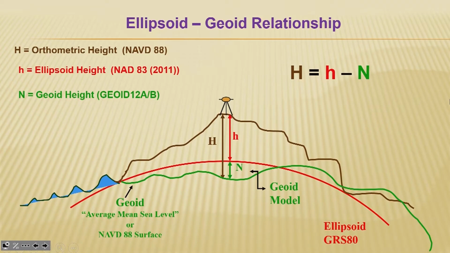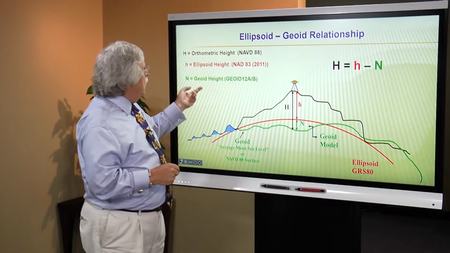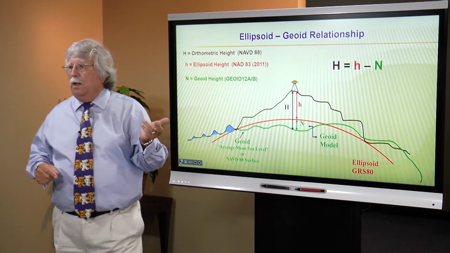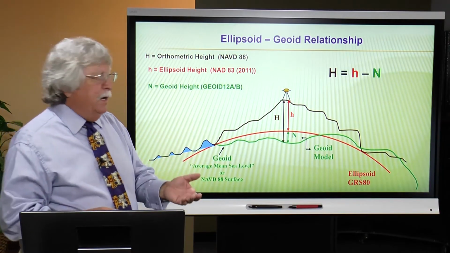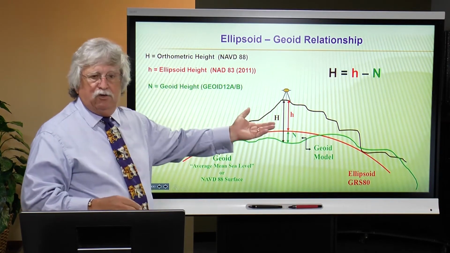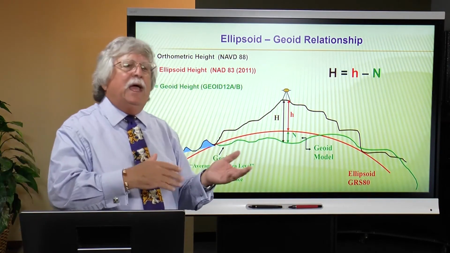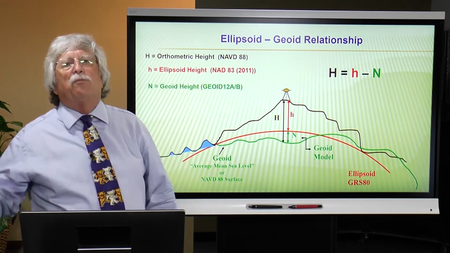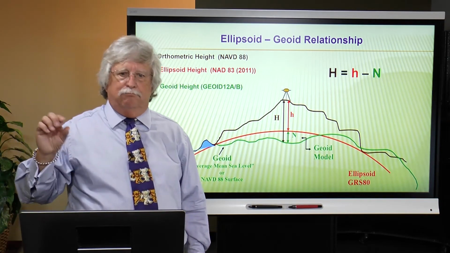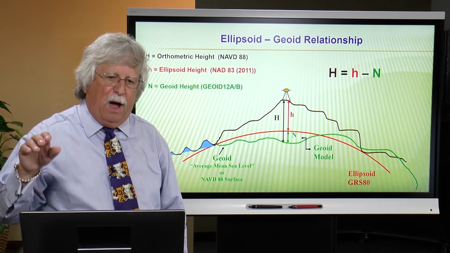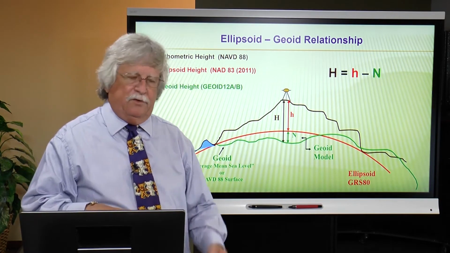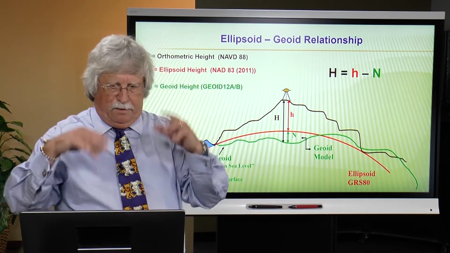Now, the rest of it is big N, the geoid height or the geoid separation. The current geoid model used for the United States is called Geoid 12A or Geoid 12B. Geoid 12A and Geoid 12B are identical except in Puerto Rico. Right? B helped deal with a small problem in Puerto Rico. So if you're in the conterminous US, you have Geoid 12A, Geoid 12B, they're the same thing.